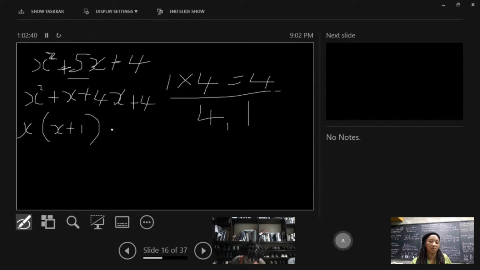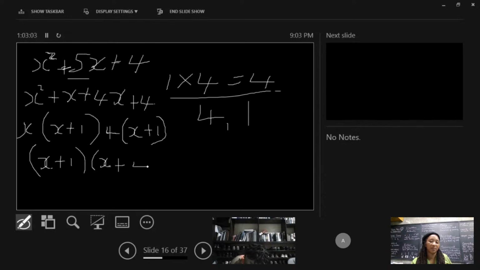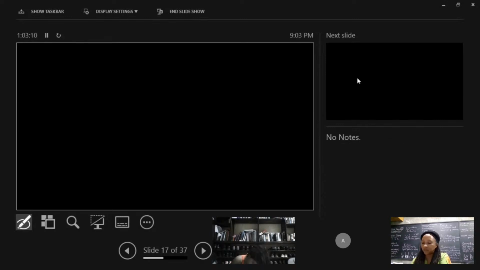4 into 4, the common thing is 4. So 4 into 4x goes x times, and 4 into 4 goes 1 times. So we're left with x plus 4 and x plus 1. Alright, and these are our factors. So we have factorized.